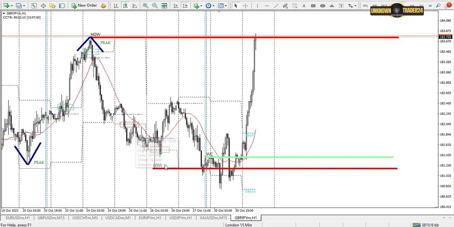So now we got three days of going down. This is day three. So it could have continued going down. However, when they came and broke the high like this, this is when we knew something might happen. But just note how they continued.